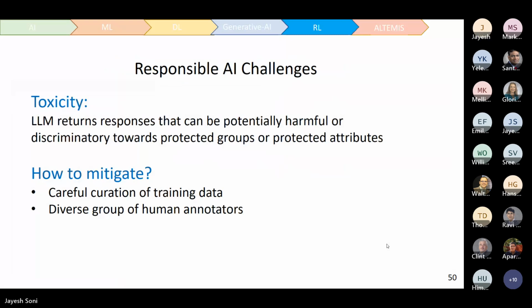There are some challenges, of course, whenever we use AI with large language models. It's called responsible AI, and the first challenge is toxicity. It might happen that when you train the model with some data set, that data set might be discriminatory towards some protected groups or protected attributes. It can be harmful or toxic language. We can mitigate this using careful curation of training data, and also we can have humans from diverse groups annotate that data.